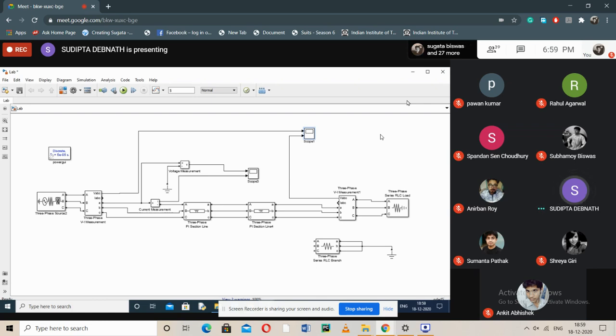For 800 megawatt, what voltage you got? For 1000 megawatt, the voltage is less. Of course, if the load increases, there will be some voltage drop. Okay, so two values we have considered that.